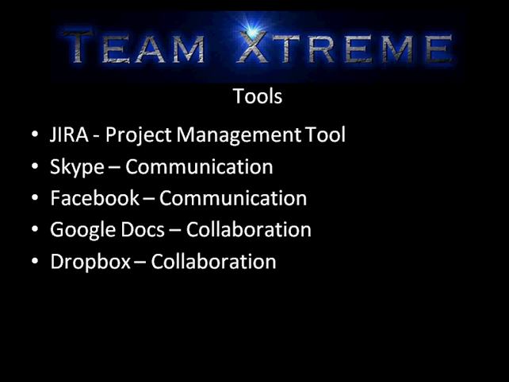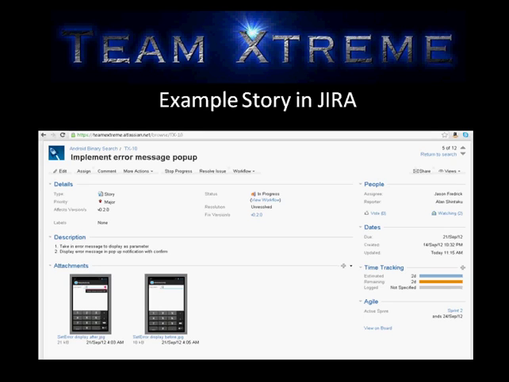We used a variety of tools to help us stay organized and in touch. We used Jira for project management, we used Skype and Facebook to communicate, and we used Google Docs and Dropbox to collaborate. Jira is a web-based project management system that's designed for and pretty well suited for the Agile development process. It has a lot of tools to help teams keep track of and estimate time for issues. This is a sample issue. You can see it tracks a lot of things such as priority, work status. It also allows attachments, screenshots, other things, and also comments to be added as well.